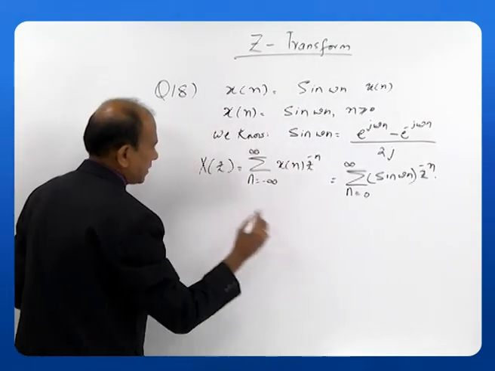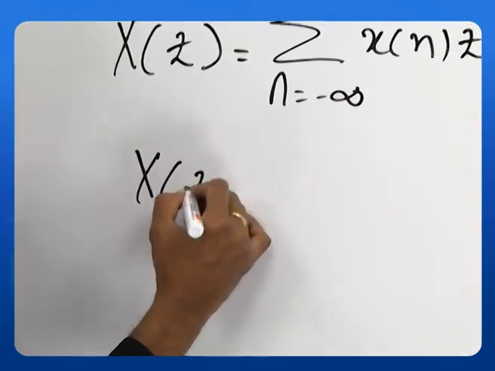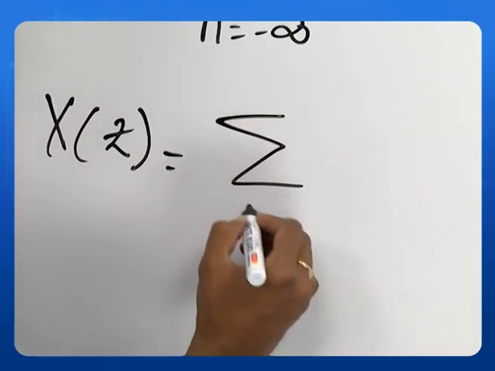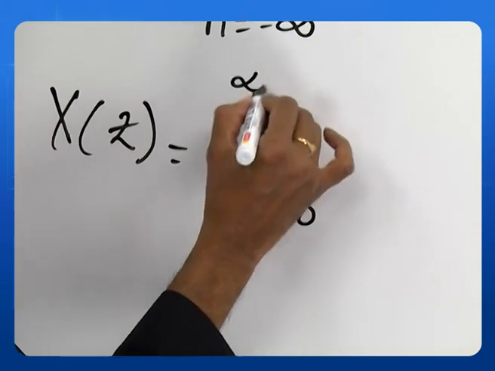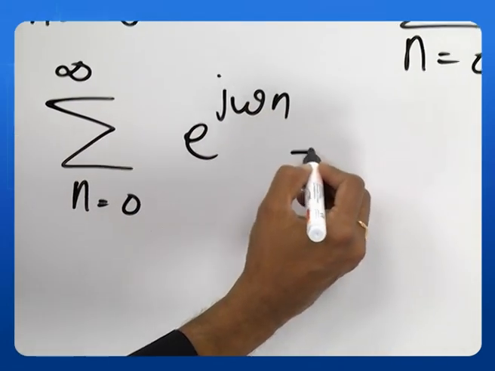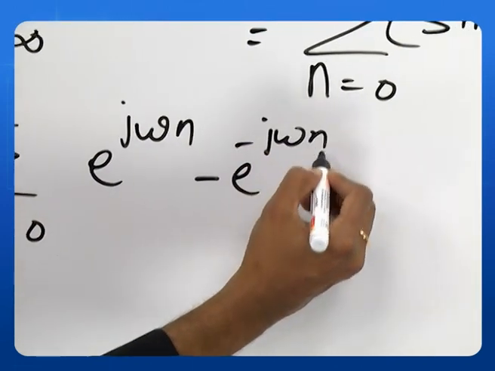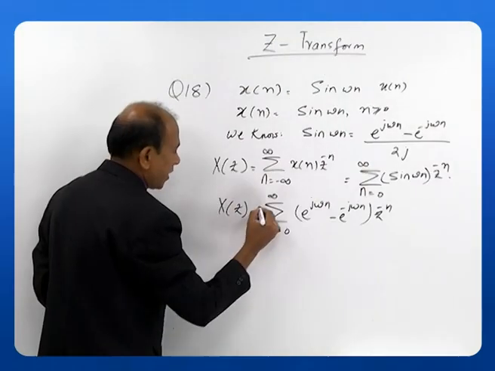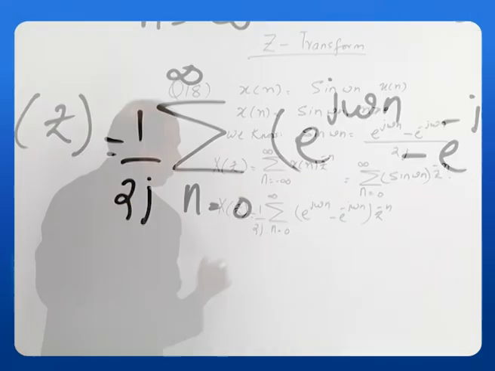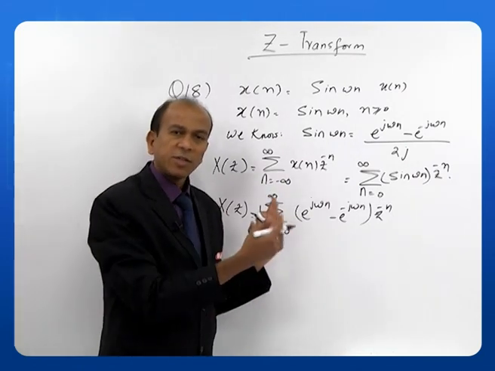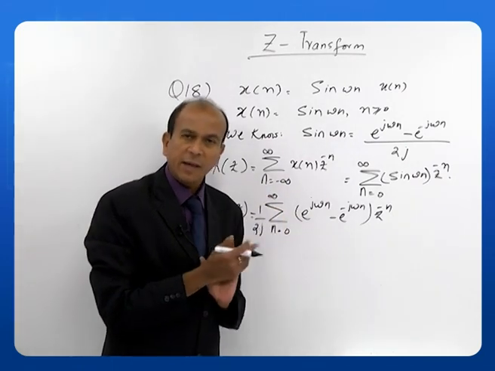So, I can write this as X of z is equal to summation n is equal to 0 to infinity, e to the power of j omega n minus e to the power of minus j omega n, z to the power of minus n, and this 2j I will take out common. So, I will put it here. So, this is 1 by 2j. Now, again let us take this common and then find out what is the equivalent answer for this.